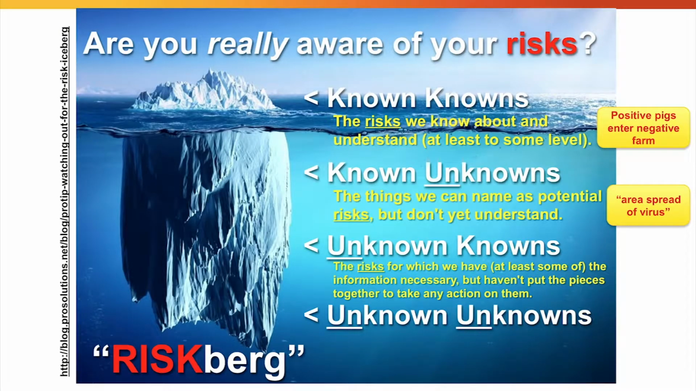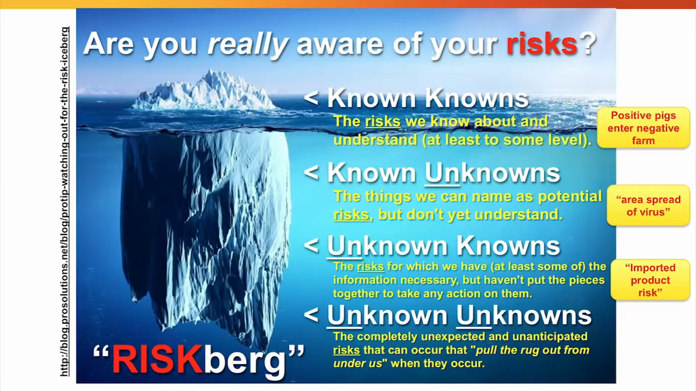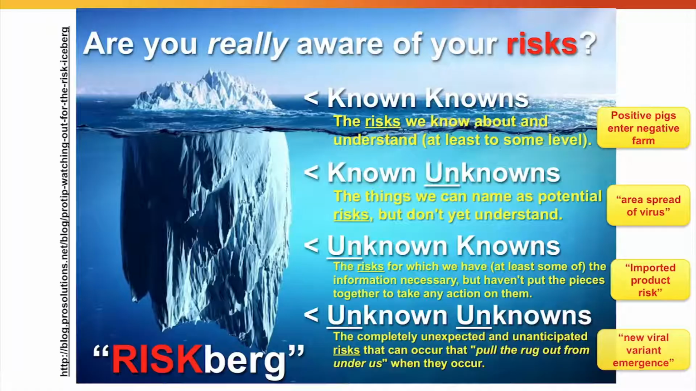An example of an unknown known might be the risks that we have at least some sort of information about, but we really haven't pulled together all the pieces that we need to know how best to take action on. One of the examples of that might be imported product risks, like feedstuffs coming on barges across the Pacific to North America. An example of unknown unknowns would be the unexpected, unanticipated risks that, when we realize those risks, have a very profound, high-cost, damaging impact on our operations when they happen. And an example of that might be new viral variant emergence in a country or an area or a region.